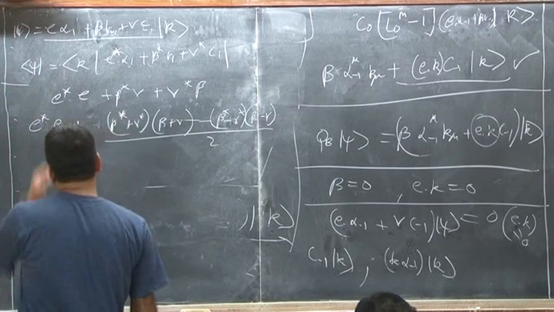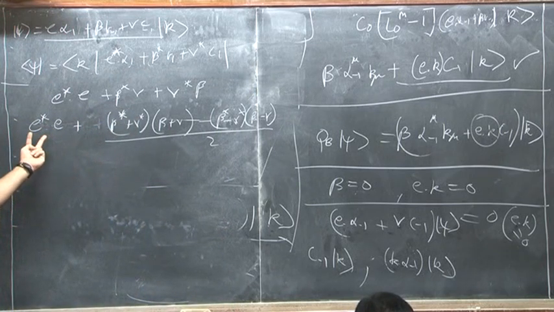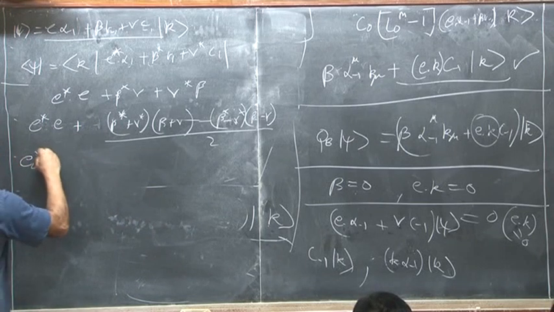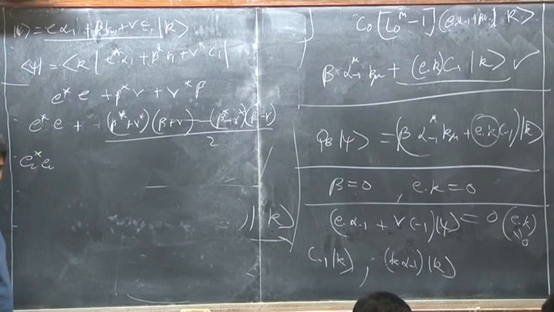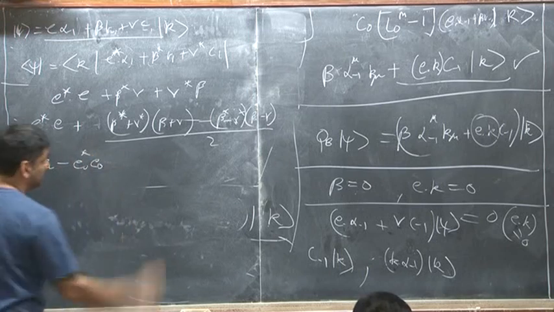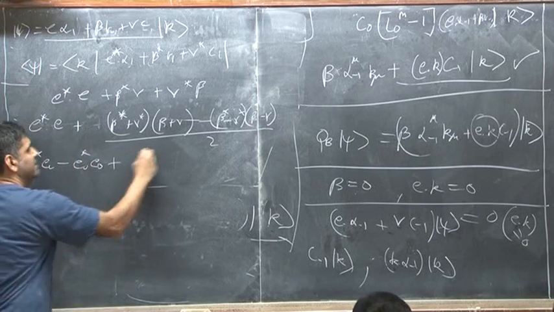Okay. Now, to make this really clear, let's expand this. This is a sum of a space and time. In space, we get E_i star E_i. But in time, we get minus E_0 star E_0. And then we have plus beta.